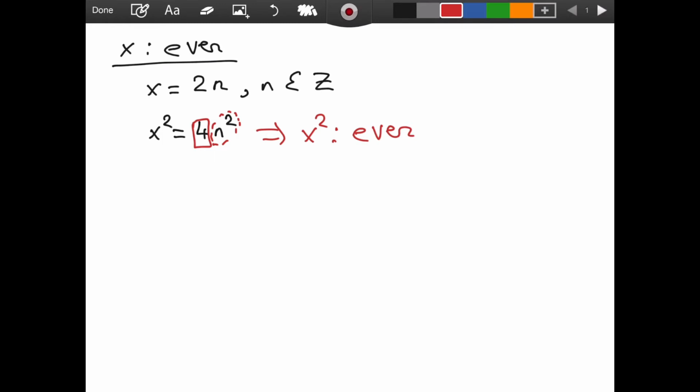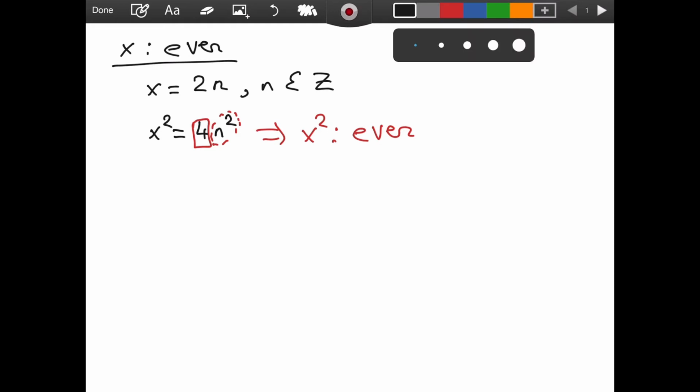I hope this makes sense. What I claim is, since I showed that x squared is equal to 4 times n squared, x squared is an even number, because whatever I substitute for n, since I will multiply its square with 4, I will get a product that is a multiple of 2, and that is by definition an even number. Okay, so we showed that x squared is even.